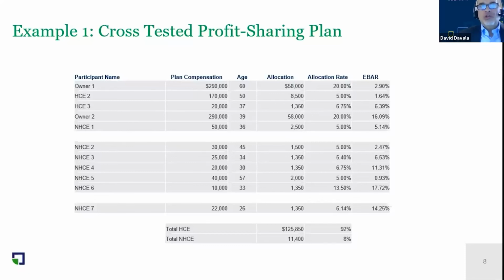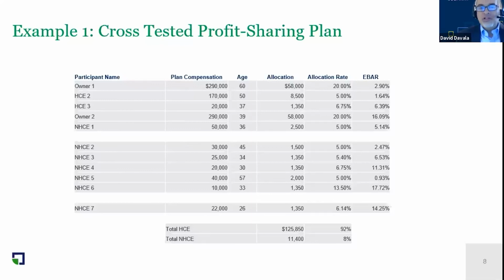Okay. Then each projected amount is converted to an annuity by dividing by the same age 65 annuity factor. So the annuity factor for owner 1 is the same for NHCE 6. And then once we get those annuities, they're divided by the current compensation. The larger increase factor because of age results in NHCE 6 having a larger E-bar than owner 1, even though the allocation rate was lower. So age is an important factor when we're doing cross-testing.